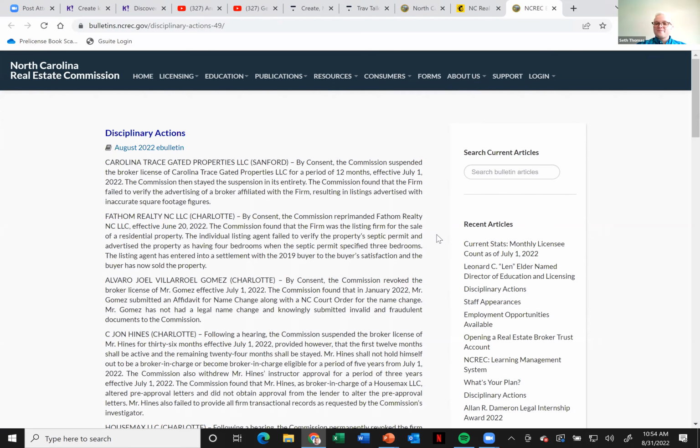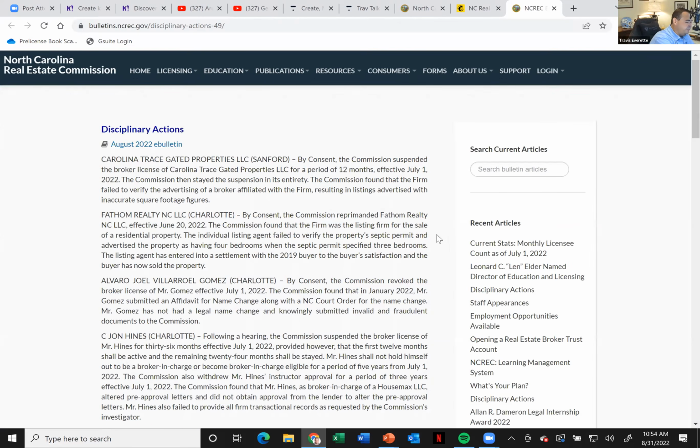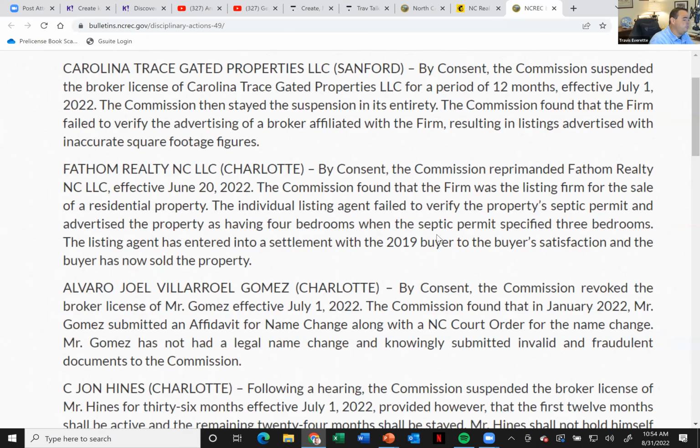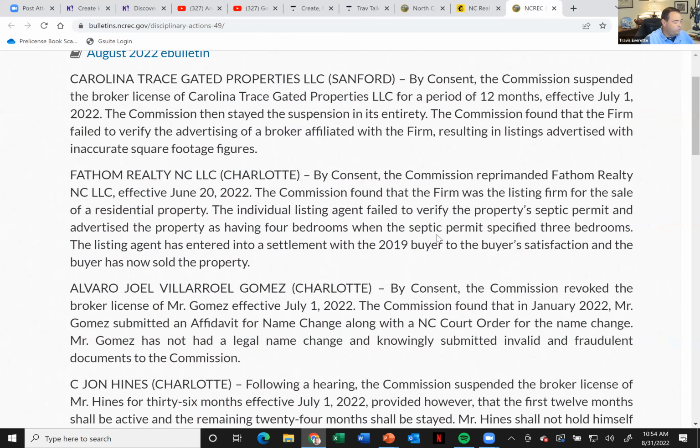In fact, the Real Estate Commission pays a search company to make sure this gets filtered to the top of the search results. So if you look at the second one right there, it says, by consent, the commission reprimanded Fathom Realty North Carolina LLC effective June 20th of 2022. The commission found that the firm was... and why do we call it a firm? What in there is a hint that this is a firm?